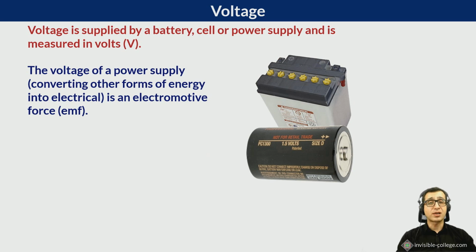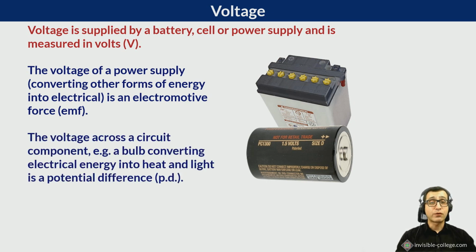So the voltage across a circuit component, so for example a bulb which is converting electrical energy into heat and light, is a potential difference. It is a difference in potential between one side of the device and another, and it's that voltage, that potential difference, which provides the force which does the work in moving the electrons through that device between those 2 points.